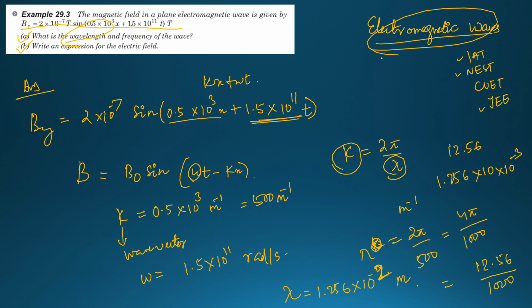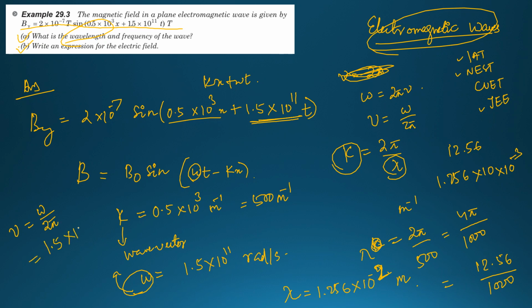Next is frequency. You have omega, which is your angular frequency, and the relation between omega and frequency is: omega is equal to 2 pi nu. So nu is equal to omega by 2 pi. Omega is given as 1.5 into 10 to the 11, divided by 2 pi, that is 6.28. If you calculate this, you will get your nu.